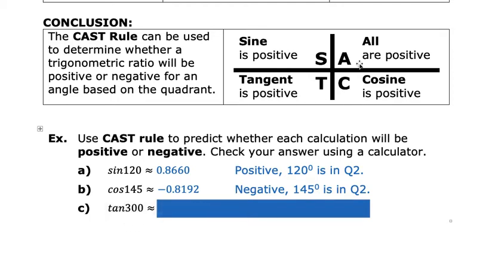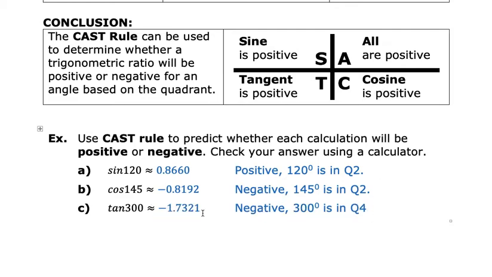Tan of 300. Remember, this is 90, 180, 270. So between 270 and 360, 300 belongs in that interval. So in this quadrant, only cosine is positive, tan must be negative.